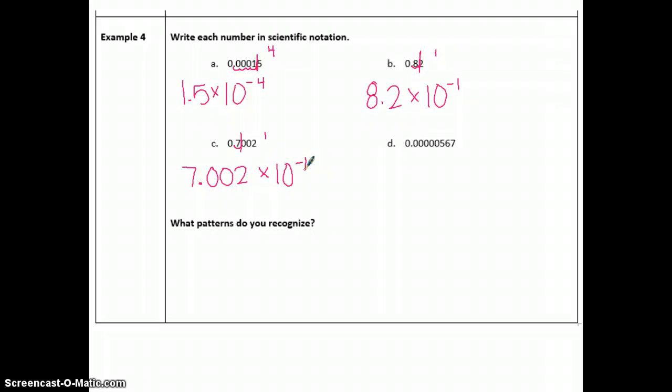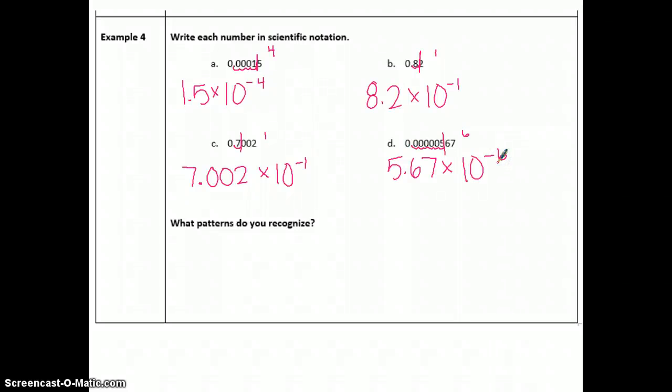And last one here, 0.000567. We want only one number in front of the decimal point. So this will be 5.67 times 10 to the 1, 2, 3, 4, 5, 6th power. But it's a really, really small number, so we're going to go to the negative 6th power.